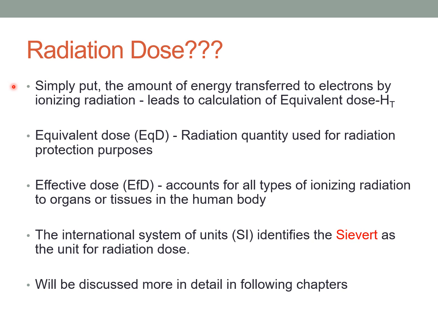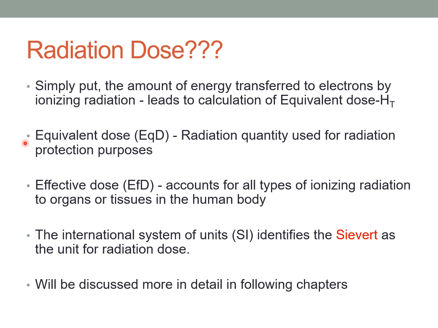Simply put, the amount of energy transferred to electrons by ionizing radiation leads to calculation of equivalent dose. Equivalent dose is the radiation quantity used for radiation protection purposes. Effective dose accounts for all types of ionizing radiation to organs or tissues in the human body. The International System of Units, SI, identifies the sievert as the unit of radiation dose. We'll be discussing more of this in future chapters.